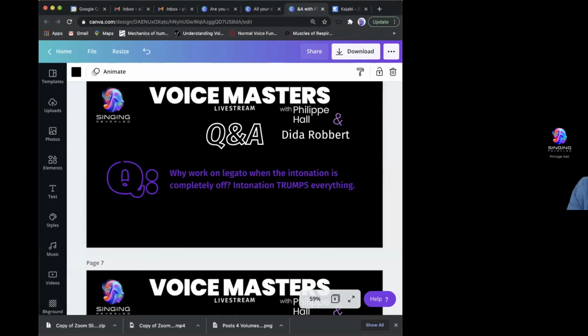Next, same question. Why work on legato when the intonation is completely off? Intonation trumps everything. As I said, intonation problems for me are, 99% of the time, a technical execution problem. I didn't start working with Milena on her intonation because if I had told her she's off pitch, she may have become completely focused on the fact that she's not on pitch, stressed out, and that would have become the whole session, and then we wouldn't have gotten as far as we did so quickly. So for me, the intonation itself wasn't an issue. It was the technical execution causing the intonation problem.